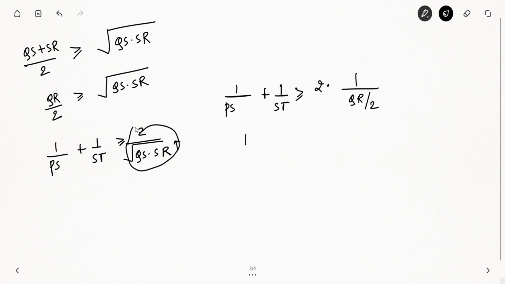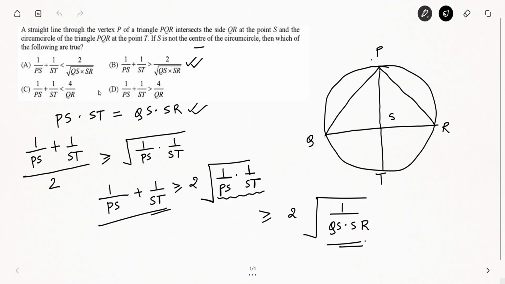So from here I can write that 1 upon PS plus 1 upon ST is greater than or equal to 1 upon QR. 1 upon QR, not 4 upon QR. This 2 will go in. Let me check whether it is any given option. Yes, this is the option number D.